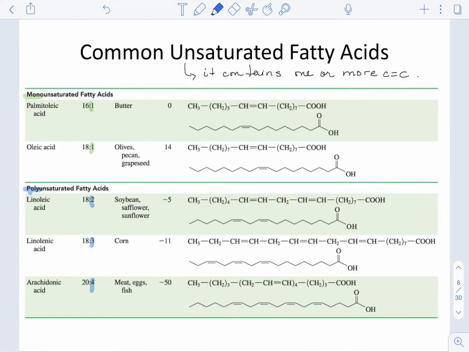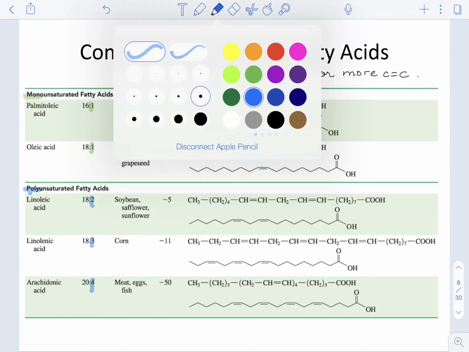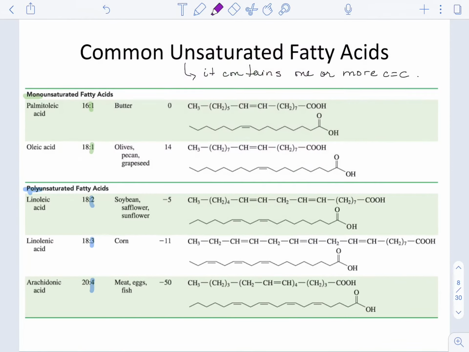One of the things you need to be aware of is the type of bond present in each of these. Along the carbon-carbon double bond of any unsaturated fatty acid, if we distinguish between cis and trans, these are always cis. The majority of the unsaturated fatty acids that we have in nature are going to be cis.